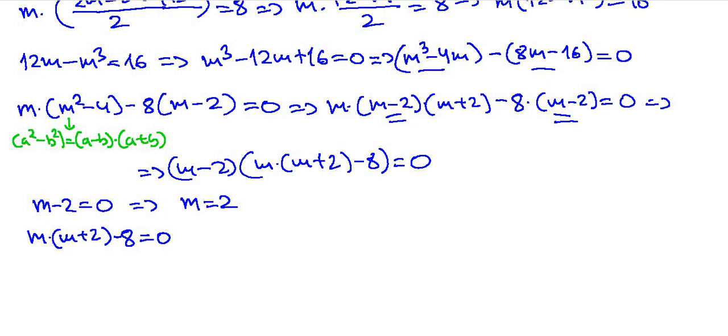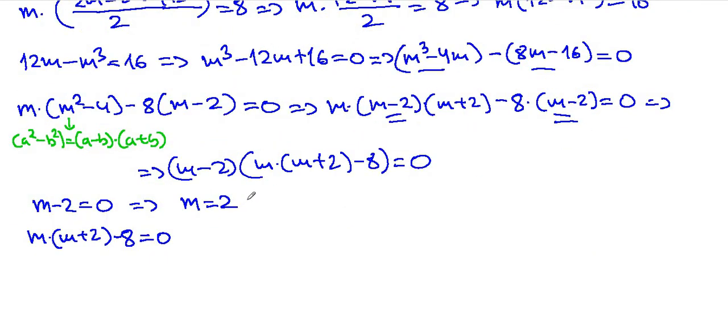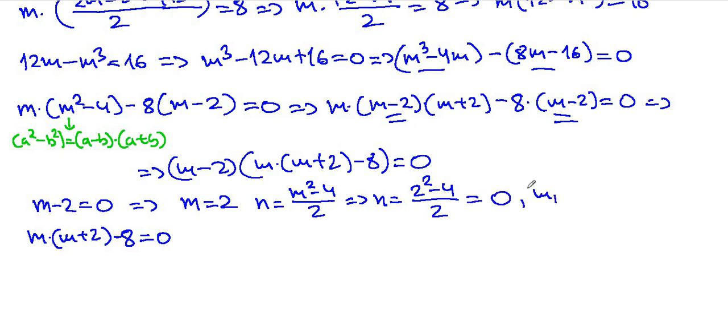As you remember, we already solved for n. So n was m squared minus 4 divided by 2. So let me write here, we know that n is equal to m squared minus 4 divided by 2. So therefore, plugging in m, I'll get n is equal to 2 squared minus 4 divided by 2, which is equal to 0. So here I'll get the first set of solutions, m, n belong to 2 and 0.